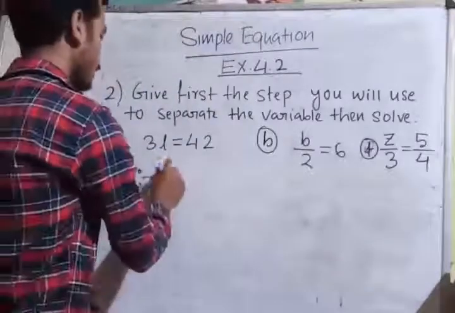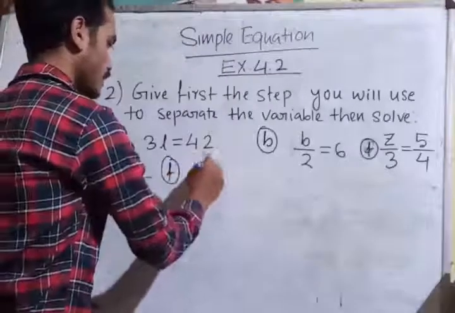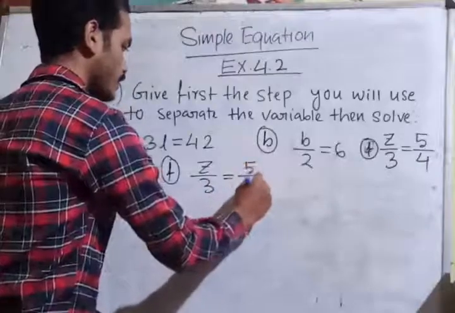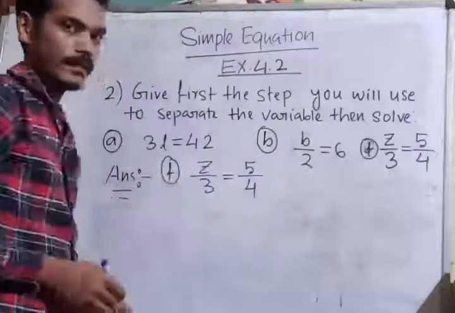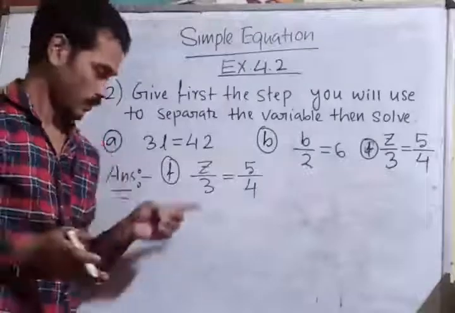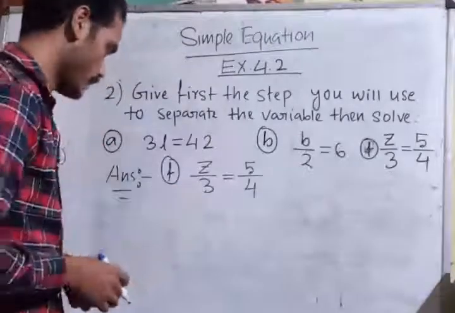Number f is z by 3 is equal to 5 by 4. Again, the left hand side is in the division form, so you have to do multiplication. So you will multiply both sides by 3.